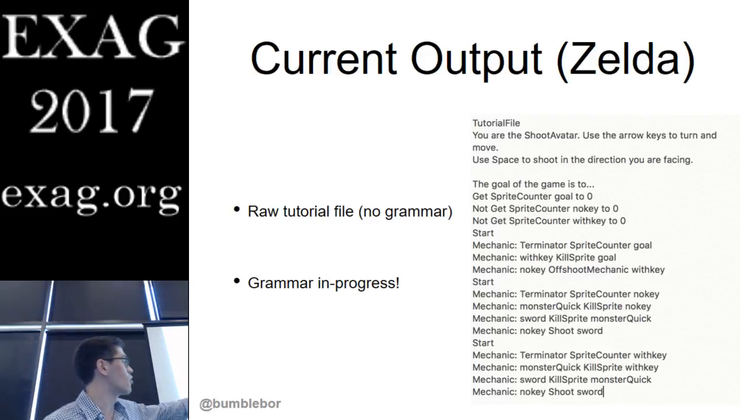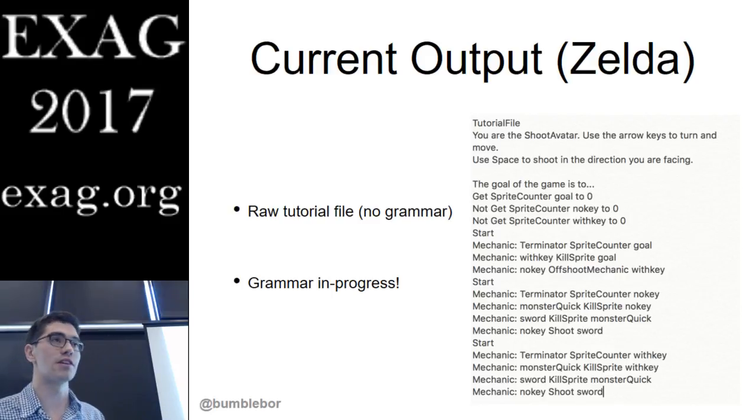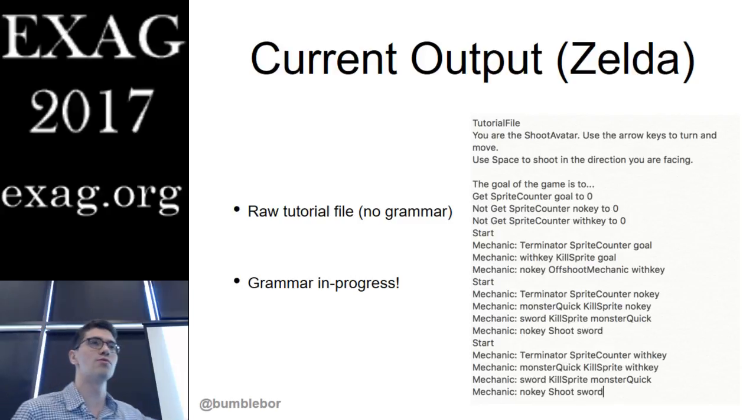And then here we say the goal of the game is to get sprite counter goal to 0, and not get sprite counter no key to 0, and not get sprite counter with key to 0. And what that means is that the no key and the with key are actually the hero with or without the key to unlock a door in Zelda. So we start here. It's kind of tricky because you actually have to read it up.